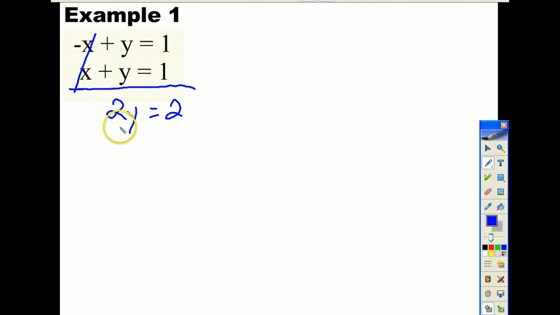So now we've got an equation in just one variable, so we can solve. So like always, we've got 2y equals 2. We'll divide both sides by 2.